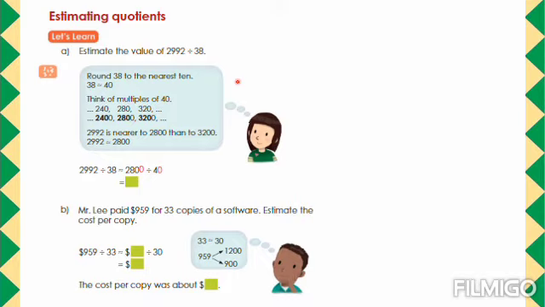Okay, so the first one, estimate the value of 2,992 divided by 38. So round the 38 to the nearest 10. Okay, so now here we have 40. In rounding the divisor, class, we need to remember the round up numbers and round down numbers.